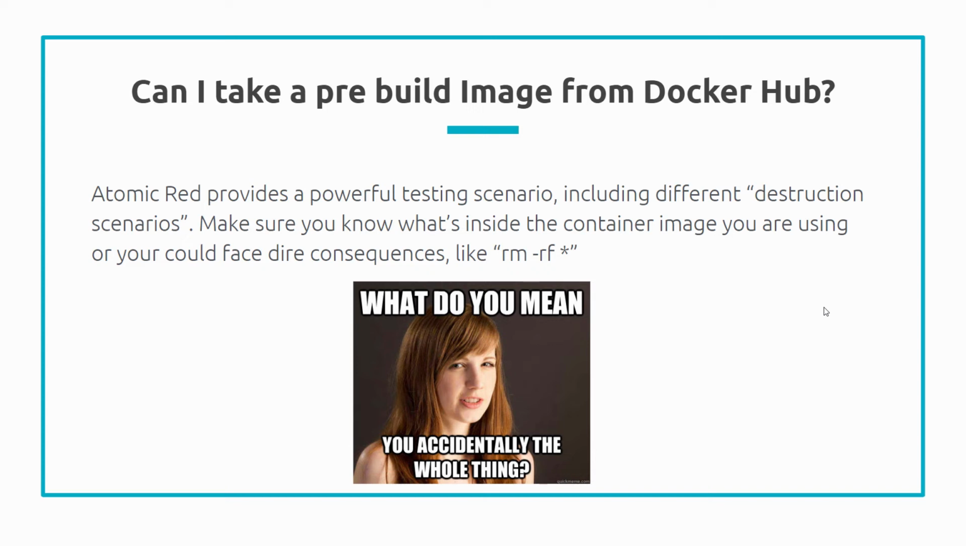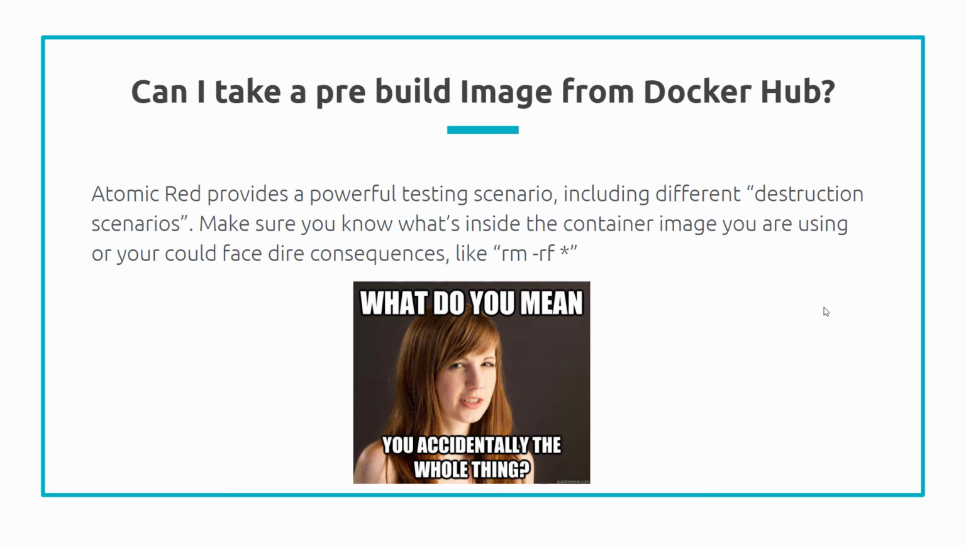Now, another good question. Again, we're talking security here. Can I take a pre-built image from Docker Hub if I just look for Atomic Red? I would not recommend it. Why is that? Quite simple. There are some really destructive scenarios inside the tests, which, if they are misconfigured, or maybe intended to be configured like that, but you still don't know what they're doing, could end up with rm -rf. Or in other words, in straight words, if the tests are misconfigured, they could actually do harm to your system.